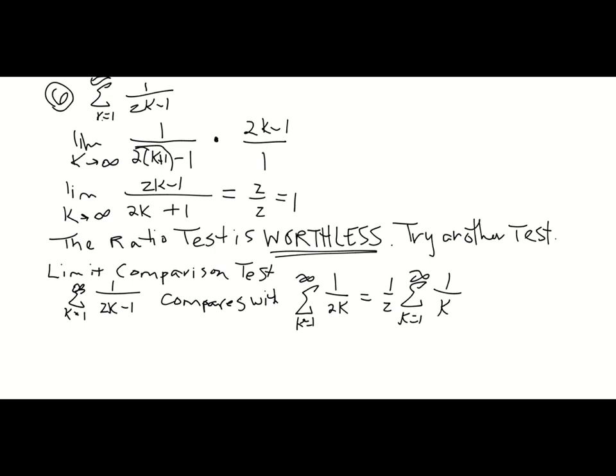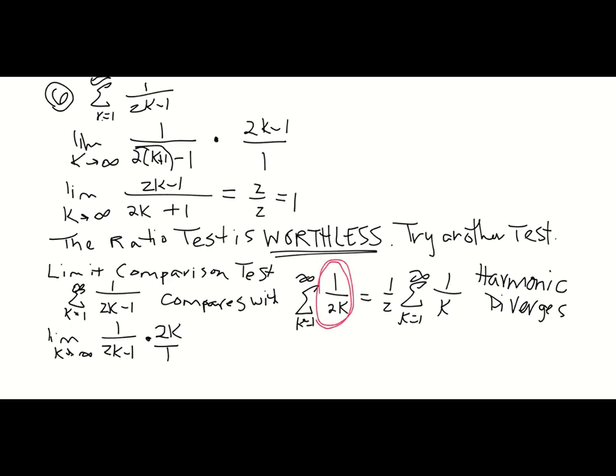And what do we know about that series? That's a special series. That's the harmonic series. And what do we know about the harmonic series? Does it converge or diverge? It diverges. So now we're going to do the limit as k approaches infinity of our original series, 1/(2k minus 1), divided by our comparison series, which means multiplied by the reciprocal of our comparison series.